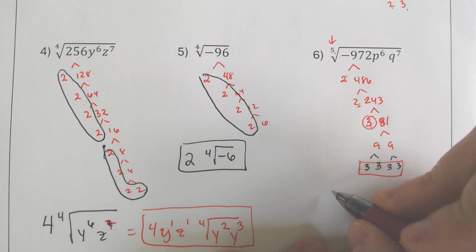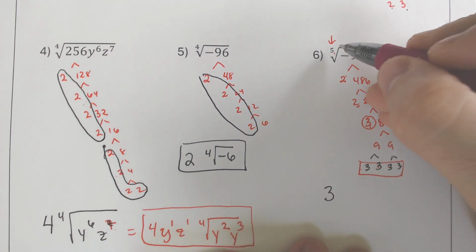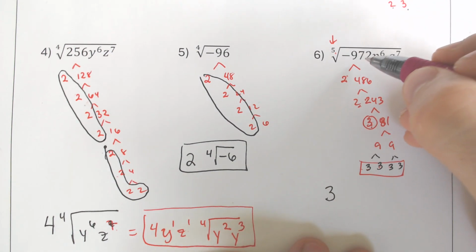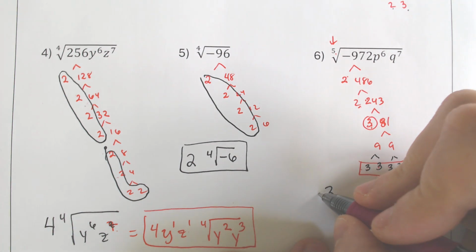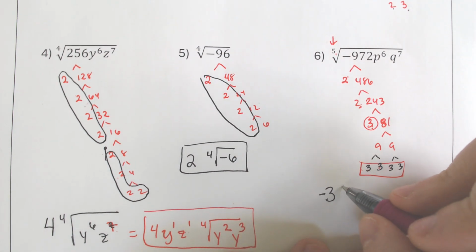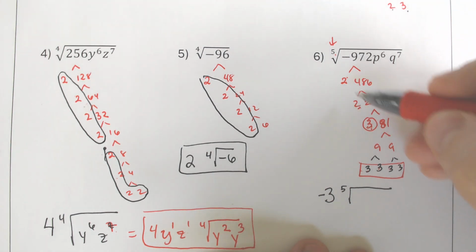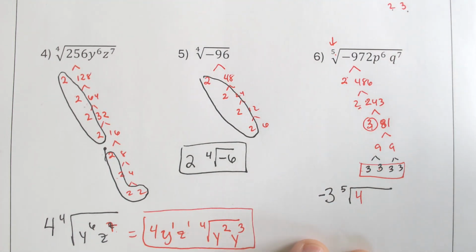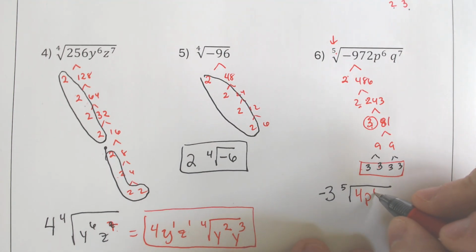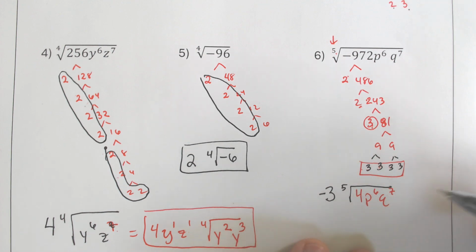So with that in mind, we're going to have a 3 on the outside. It is an odd root. We can take the odd root of a negative number. It's going to be negative 3 on the outside. 5th root of, well, what do we have left over? We got 2 2s. They end up multiplying back together to make 4. I have not dealt with my p to the 6th or my q to the 7th.